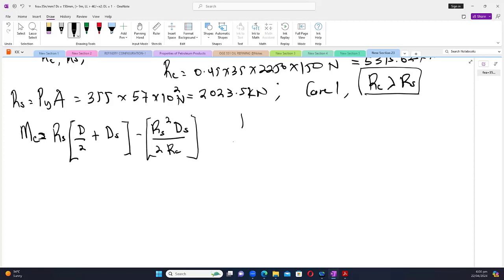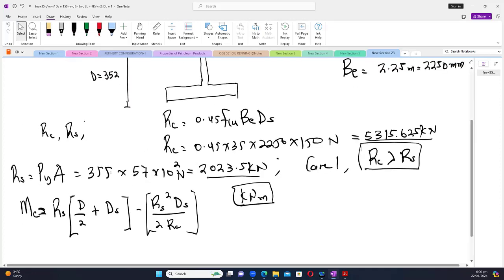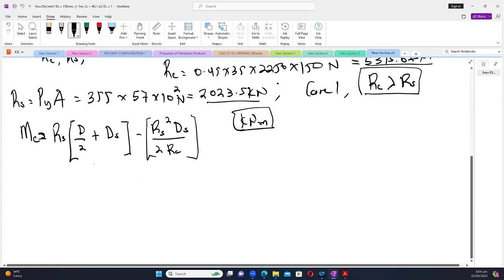Usually moments are expressed in kilonewton meter. So what I'll do is that as for these kilonewtons up here, I will not change them. I'll use them like we did in class. Then the lever arms, which were in millimeters, those in brackets here, I'll convert them to meters so that I can easily get the kilonewton meters.